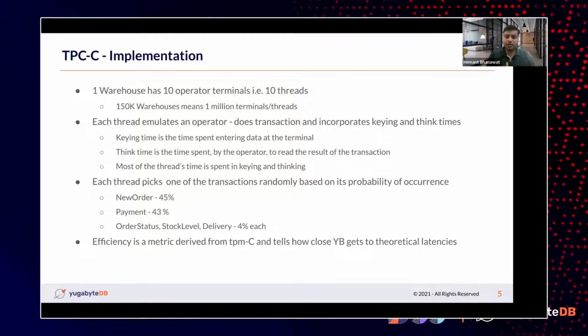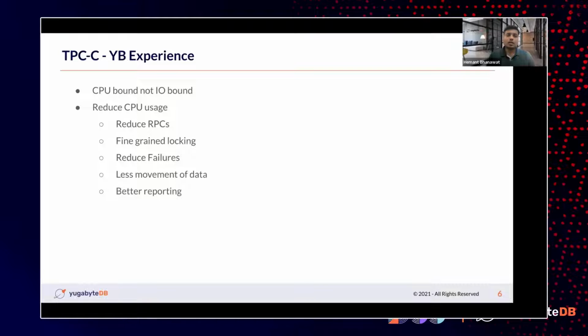And efficiency, like I said, is a metric which is derived from TPMC, and it tells us how close YB or any other product gets to the theoretical latency, right? The theoretical latency is something that is already defined by the TPC-C standard, and how close you can get to it, because the theoretical latency has been calculated assuming that the database will take about 0 milliseconds for any query. Okay, that was more about TPC-C.